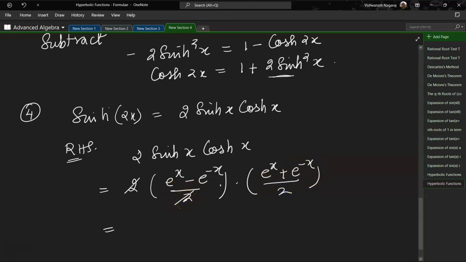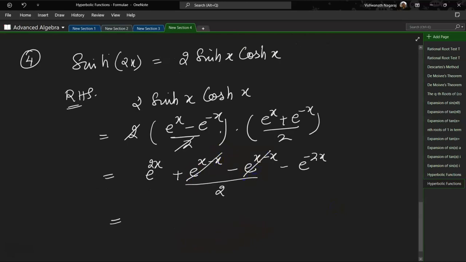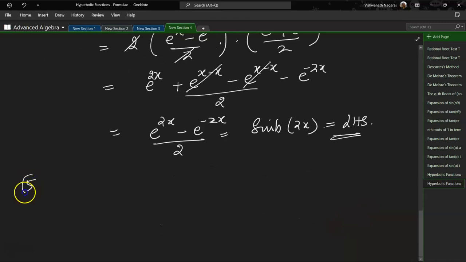One of the 2's will get cancelled and we'll be left with e to the power of 2x, plus e to the power of x minus x, minus e to the power of x minus x, minus e to the power of minus 2x by 2, and these cancel out, which is equal to e to the power of 2x minus e to the power of minus 2x by 2, which is nothing but sine hyperbolic of 2x, which is equal to LHS. Let's look at the fifth one.